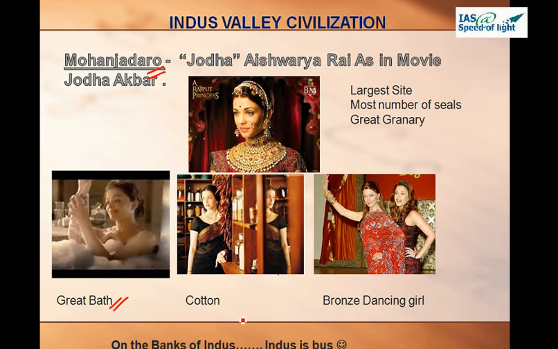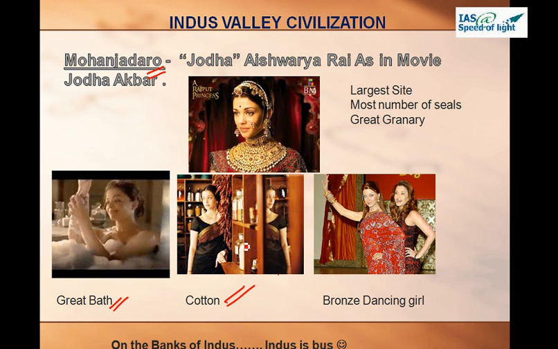Coming to the next thing we want to link with Mohenjo-daro or Aishwarya Rai, the traces of cotton. Aishwarya Rai looks really pretty when she wears cotton sarees. See here in this picture, she is wearing a cotton saree and she is looking beautiful.